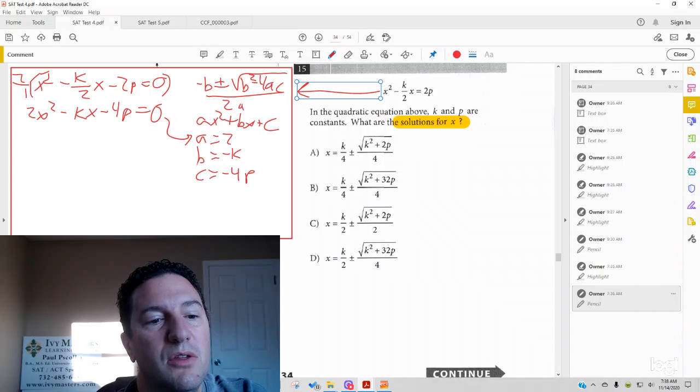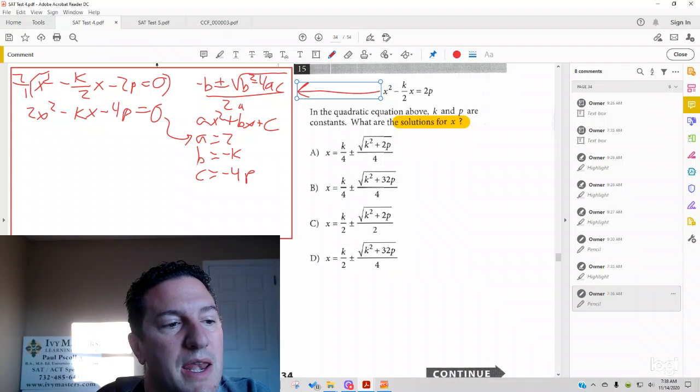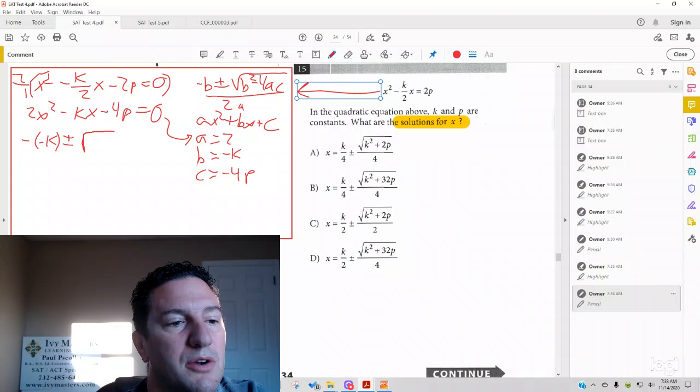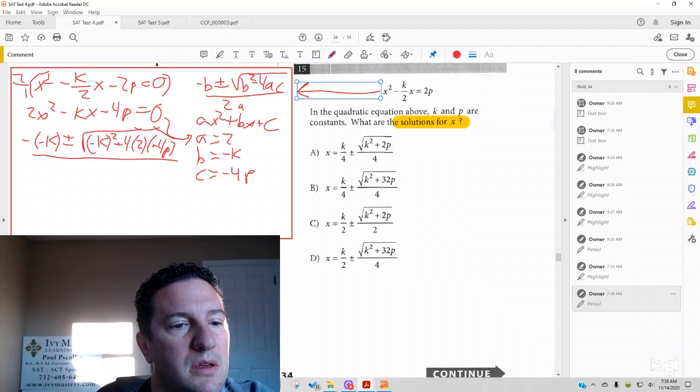So now I'm ready to plug into the quadratic formula. My negative b is a negative k, so you can see that's going to wind up being a positive k, plus or minus the square root of, in place of b, I put my negative k in parentheses, squared. It's b squared minus 4a, which is 2, times c, which is negative 4p. That's all underneath the square root. The whole thing is over 2a, and remember your a is 2.